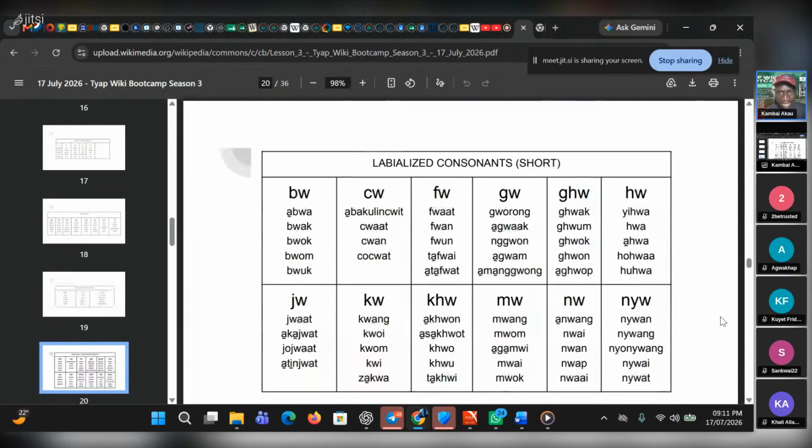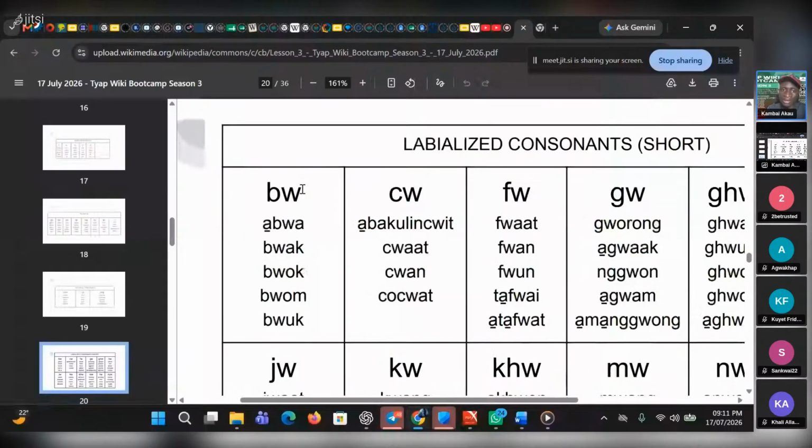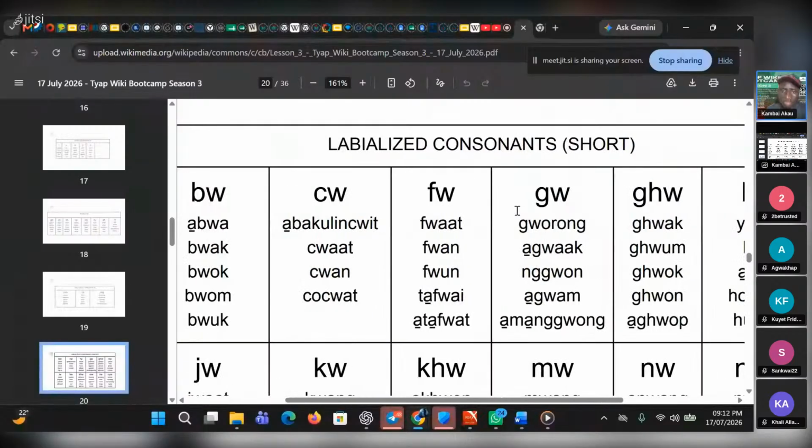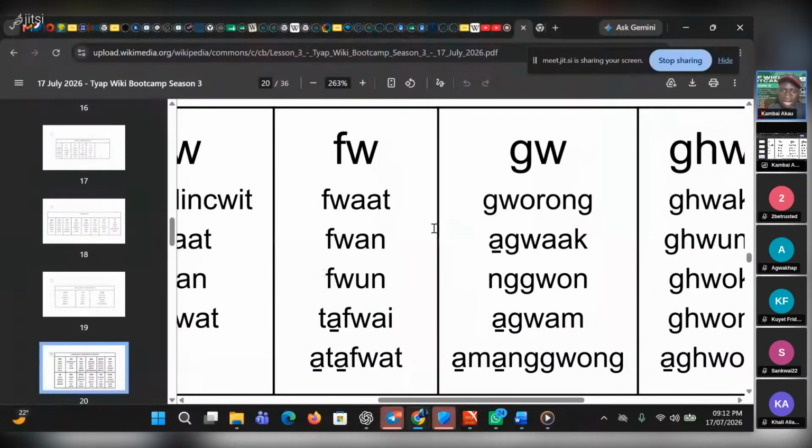And then we have the labialized consonant sounds. We have the short ones and then we have the long ones. Now these labialized are the ones that we add W to. Here we have buak, buok, bwom, and book. And then we have chwad, chuan, and chuat. And then under the F we have fuad, fuan, fun, tafwai, and then tafwat.